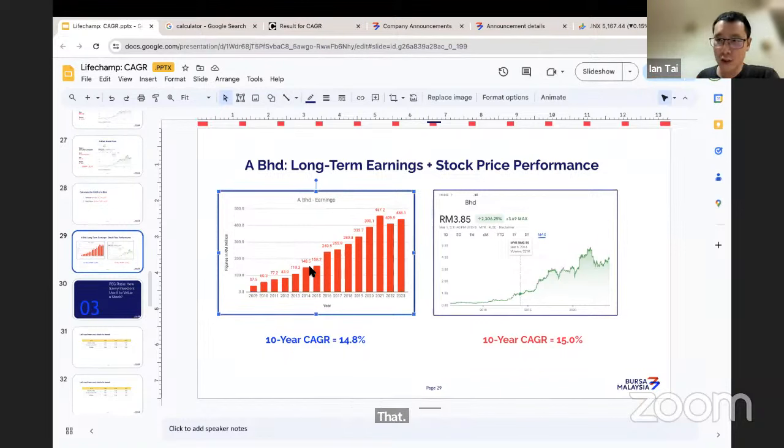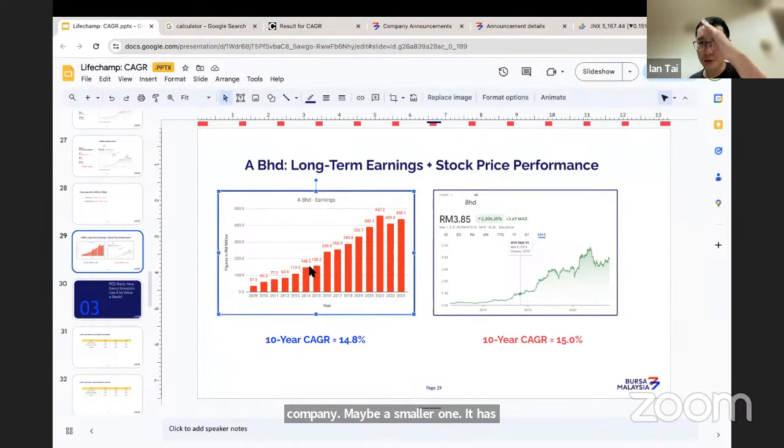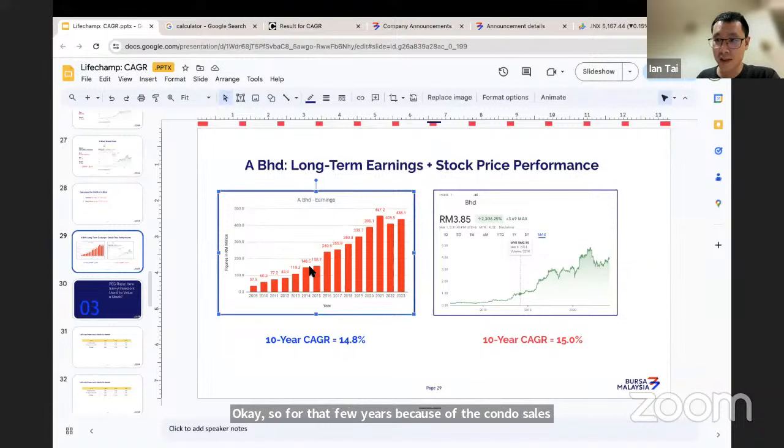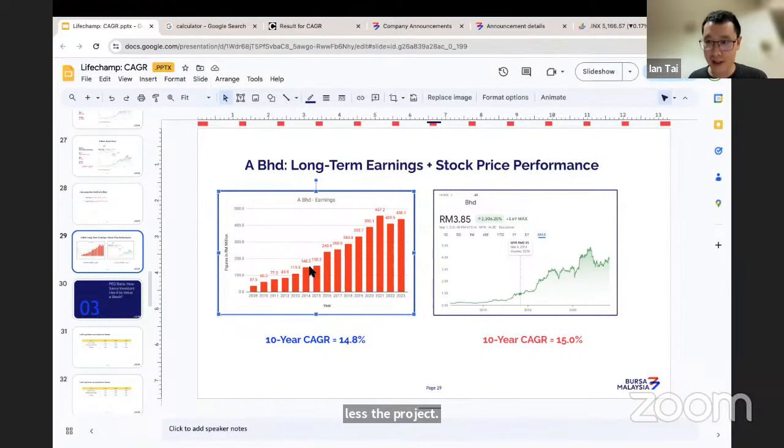Another case is that, let's say you have a property company, maybe a smaller one. It has good profit growth simply because it is embarking on a few construction projects. Maybe it's developing a few condos and the condos are selling well. So for those few years, because of the condo sales, wow, profit goes up. But after the company has handed over the units to its buyers, there are no more projects, or fewer projects, it couldn't find land, or you don't know what it does next. So then profits tumble down.